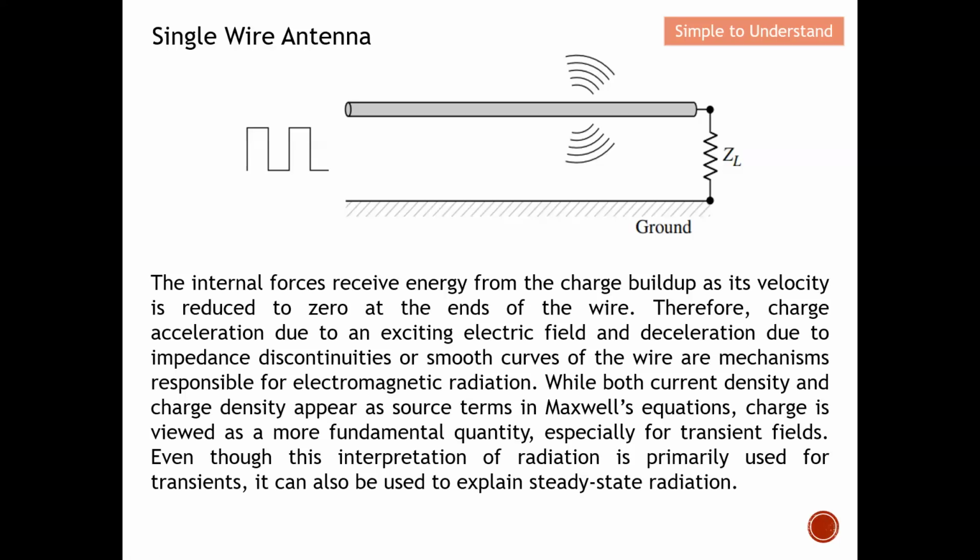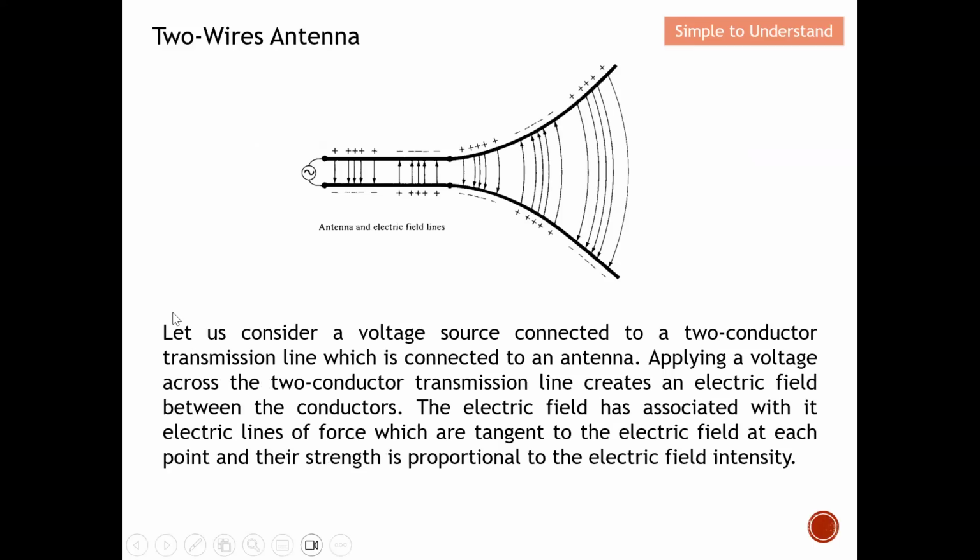Okay, let's come to the two wire. Let us consider a voltage source. You can see that a voltage source is connected to a two conductor transmission line. This is one conductor of the transmission line, and this is another conductor of the transmission line.